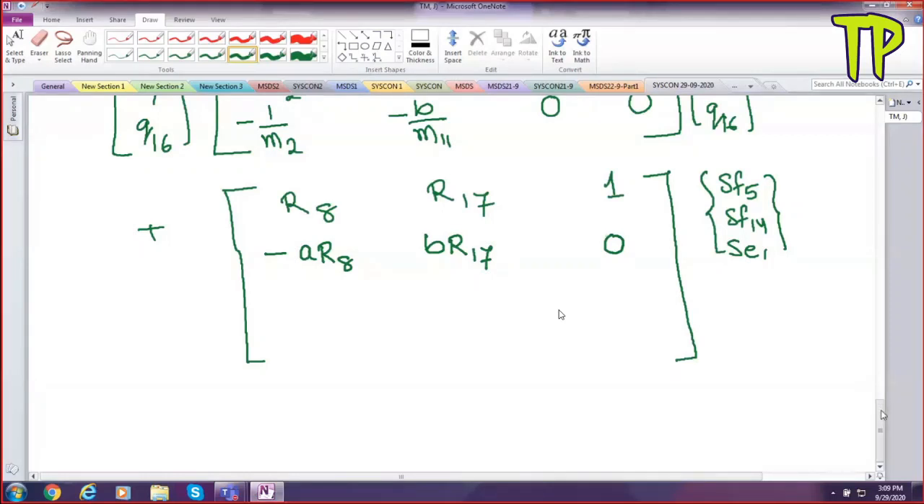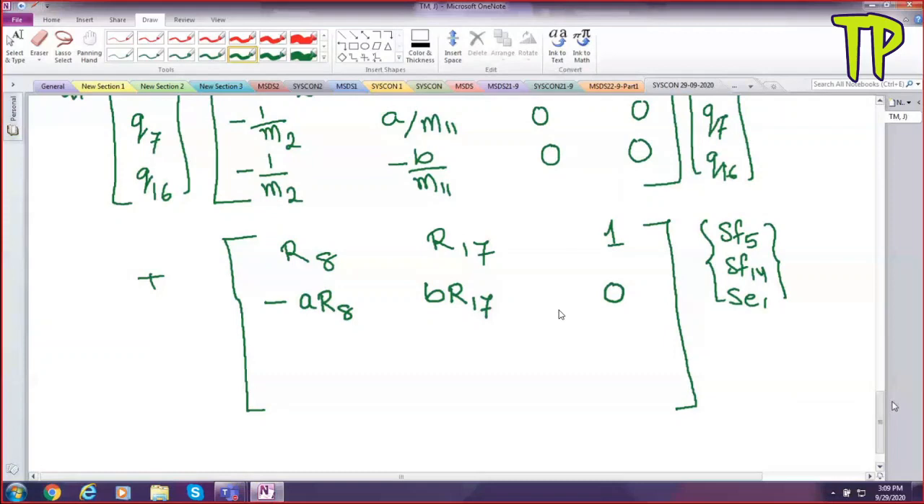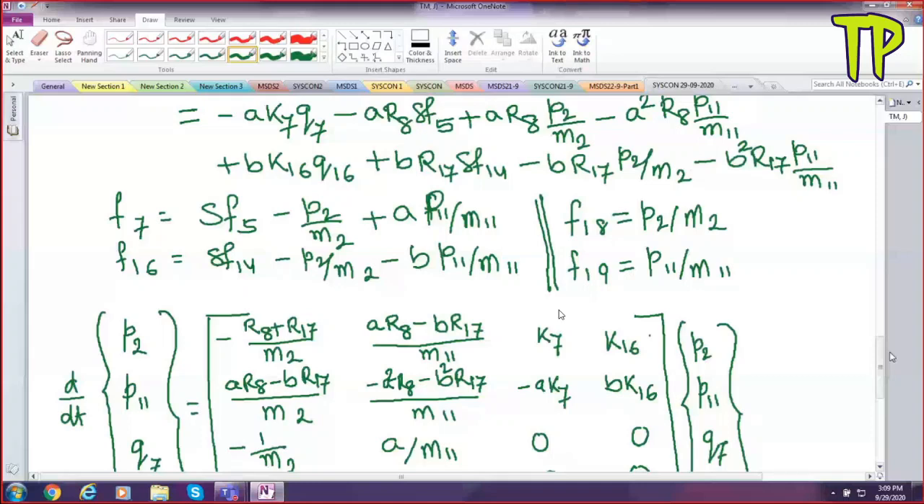Now we will go for the equation of dq7 by dt, that is F7. If you look at F7, we have SF5 present in the equation of F7, nothing else. And in F16, we have SF14 present, nothing else is present. So we will simply write down 1 corresponding to SF5, and 1 corresponding to SF14. In F7, we have SF5, in F16, we have SF14.